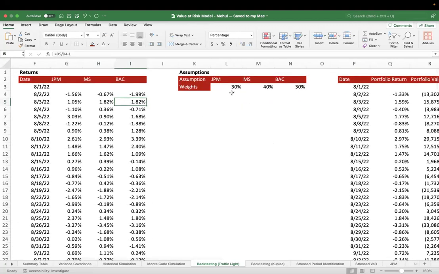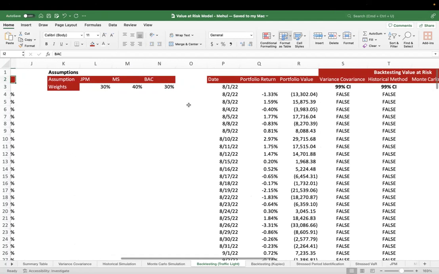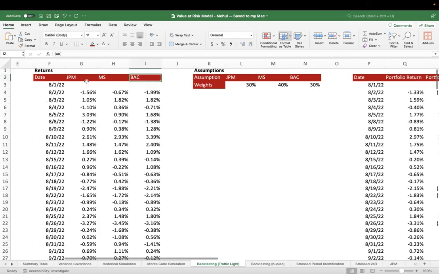Now, speaking about the portfolio weights of each stock, we'll have a certain weightage of JP Morgan, Morgan Stanley, and Bank of America. When I say weights, it means I'm investing 30% of my money in JP Morgan, 40% in Morgan Stanley, and 30% in Bank of America. We calculated the individual returns of the stocks.